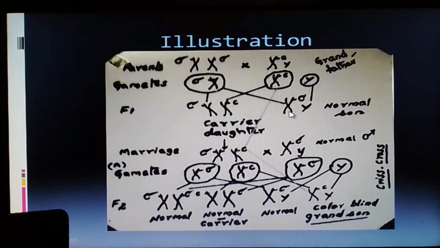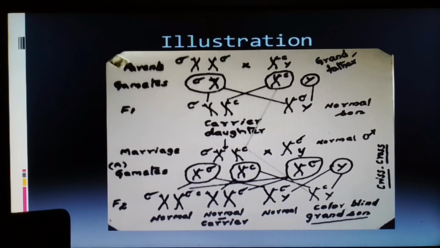What is said to be hemizygous? Hemizygous condition in the case of male enables the character to be produced. If it is dominant, the character will be normal. So here, a normal son and a carrier daughter between these two parents.